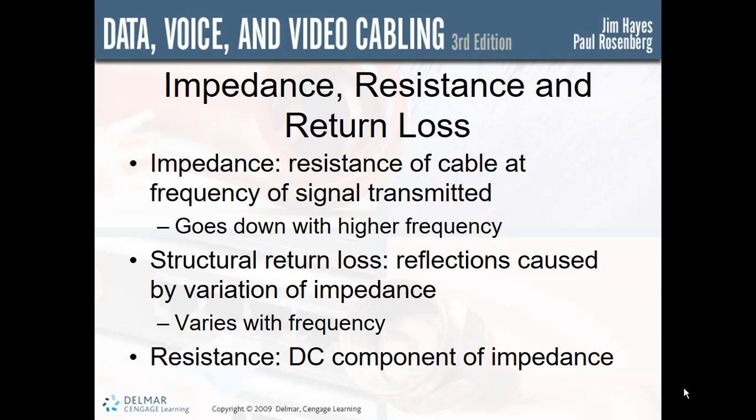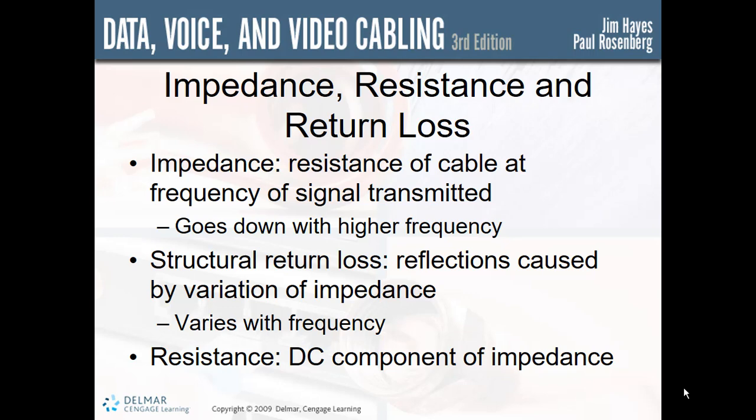Another problem we might run into would be impedance, resistance, and return loss. It's important to understand that impedance is the resistance of the cable at the frequency of signals transmitted. Return loss refers to reflections that occur at changes in impedance. These reflections can cause errors in signal transmission if they're too large. Unshielded twisted pair cable is specified to have a nominal impedance of 100 plus or minus 15 ohms. For high-speed data, both impedance and return loss are functions of the signal frequency, and impedance tends to decrease with frequency.